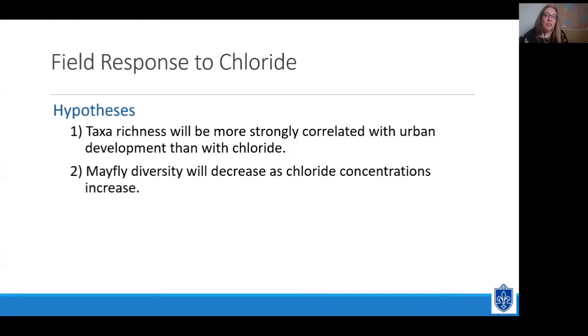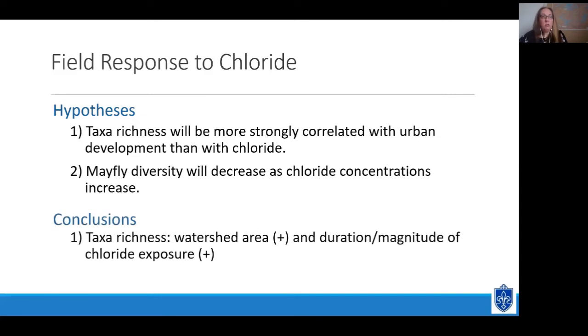Right, so to recap my second study, my hypotheses were first that taxa richness would be strongly correlated with urban development rather than chloride, and second, that mayfly diversity would decrease as chloride concentrations increase. My first hypothesis was not supported. Not only was chloride exposure a driver of taxa richness, but the amount of impervious surface, which was used as a surrogate for urban development, was not included in the best model.